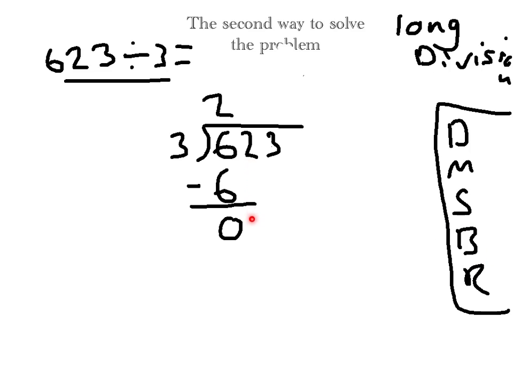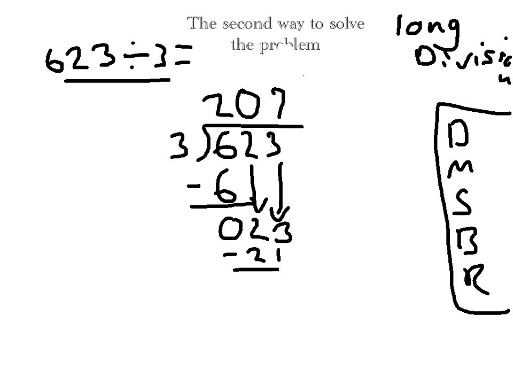So we're going to bring down this 2. So bring down the 2, so we have 2. But 3 doesn't go into 2, so we have to make that a 0 up here. And then bring down the 3. Now 3 goes into 23 7 times, which is 21. And then we've got to subtract that, which means we have 2 left.